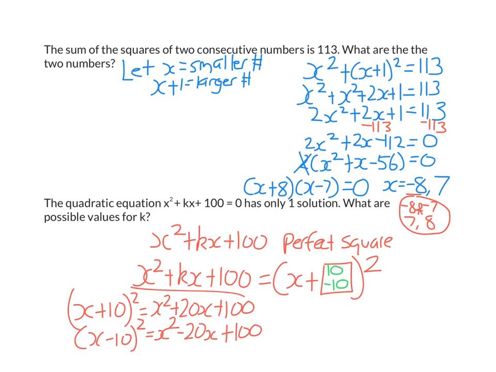So this will be a perfect square if k is equal to 20, then it will be x plus 10 squared. Or if k is minus 20, and it's equal to that squared. So if this were to equal 0, the only solution is x is minus 10. And if this were equal to 0, the only solution is x is plus 10. If x minus 10 squared equals 0, x equals 10 is the only solution.